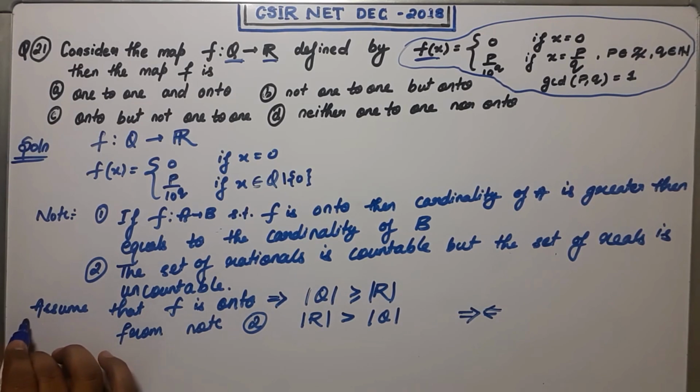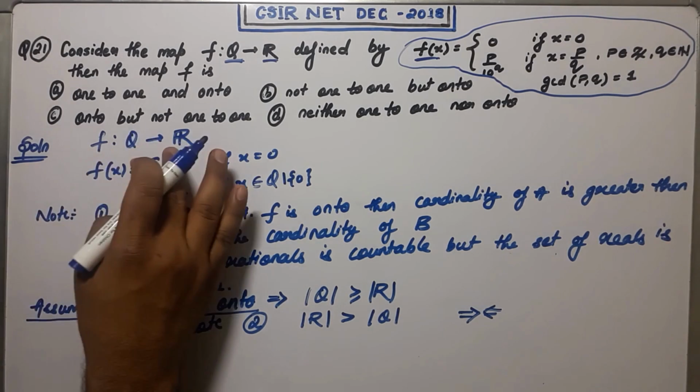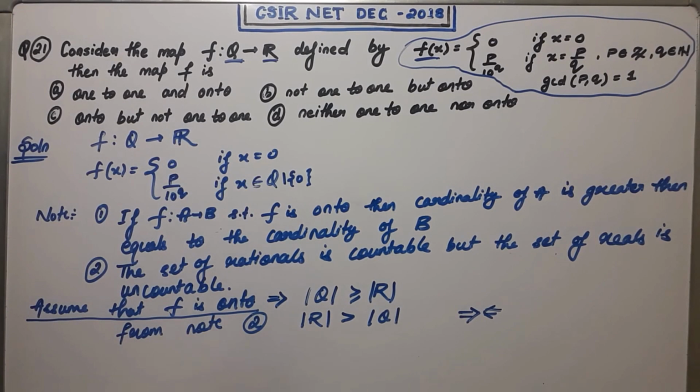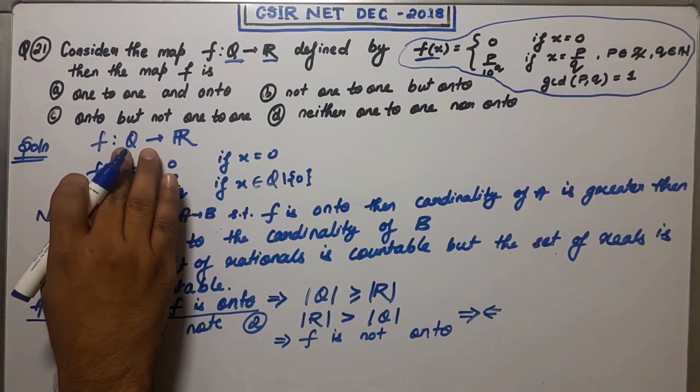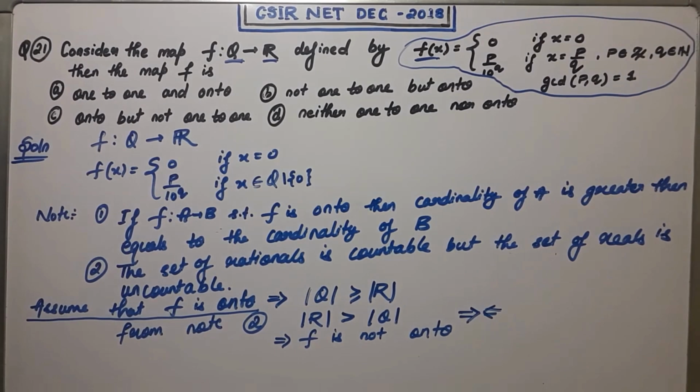So where is the mistake? The mistake is in our assumption. You are assuming that your function is onto, but it is impossible for a function from the set of rationals to the set of reals to be onto. So that directly implies f is not onto. Or I can say that any function from the set of rationals to the set of reals can never be a surjective function, because you will always get this type of contradiction here.